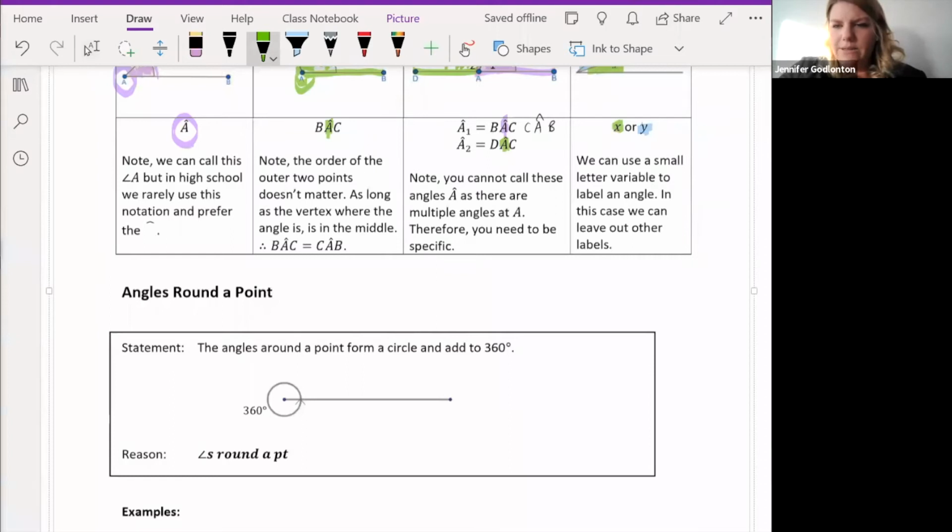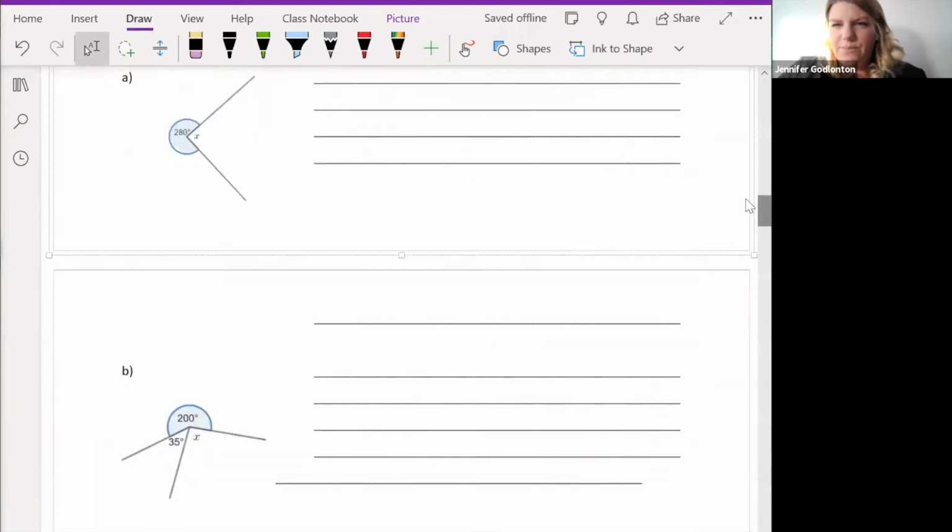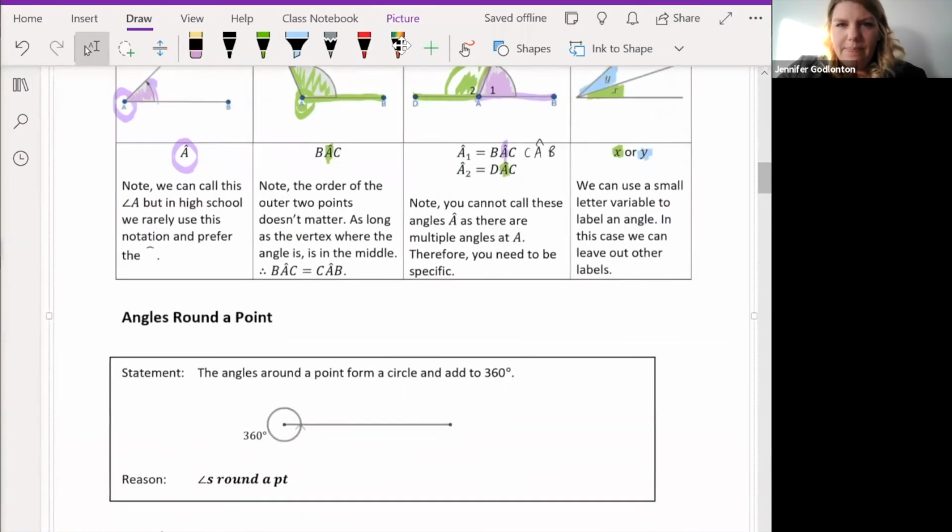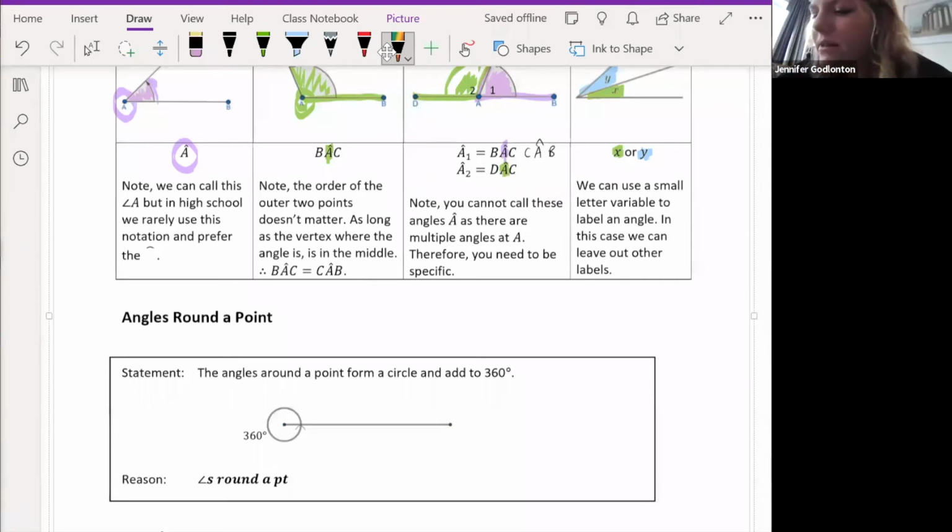Sorry, guys, my pen is just causing me a little bit of an issue. I don't know why. Let's change pens quickly, and hopefully that will sort out the issue.